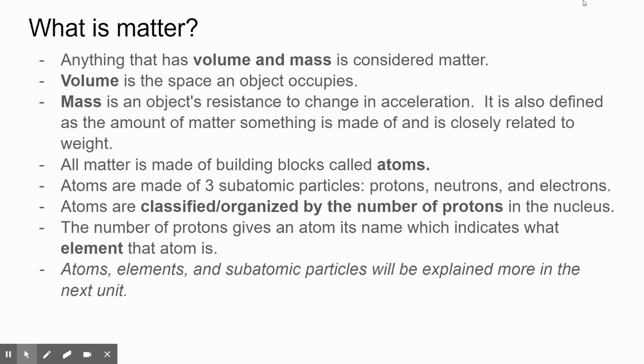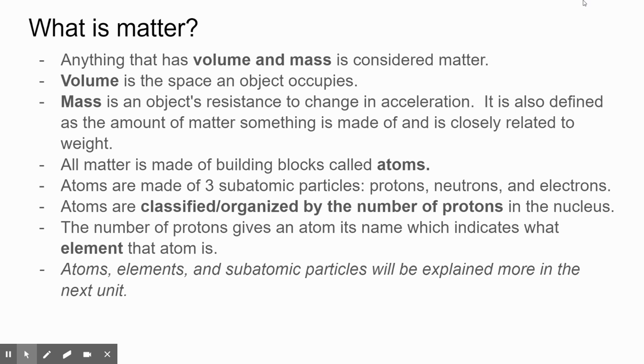Now, one of the little fibs that we tell you, and I'm sure you've heard it before in your other science courses, is that all matter is made of the building blocks called atoms. Well, that's sort of true. As far as we're concerning ourselves with in this course, all the matter we are going to be talking about is made of atoms, at least in this unit.